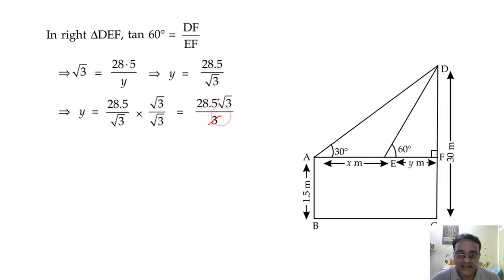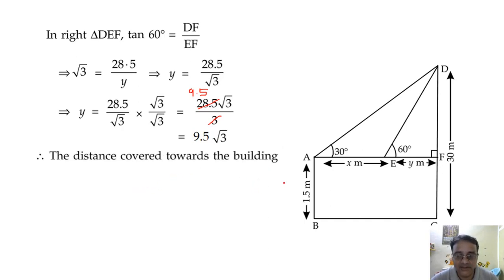So यहाँ पे cancel कर रहे हैं तो कितना आ रहा है? 9.5. So finally we'll get 9.5 root 3. अब हम लोग के पास x plus y is equals to 28.5 root 3 है. So distance covered towards the building, that is 28.5 root 3 minus 9.5.